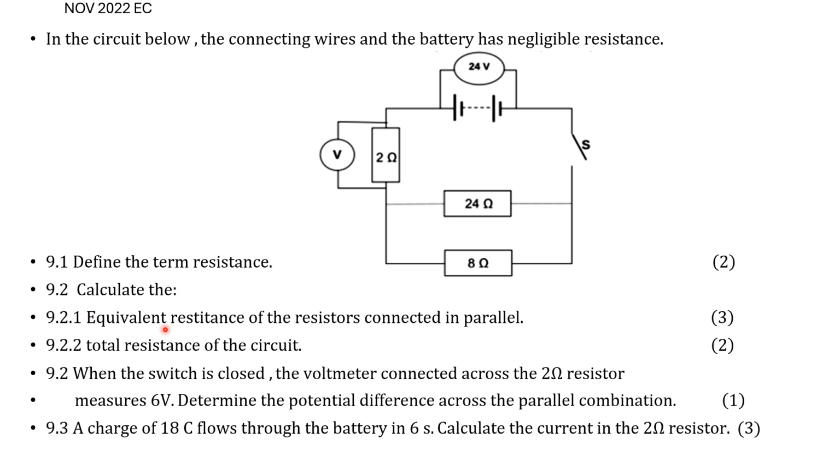9.2, calculate the equivalent resistance of the resistors connected in parallel. Total resistance of the circuit. 9.2, when the switch S is closed, the voltmeter connected across the 2 ohm resistor measures 6 volts, so 6 of the 24 volts are used there. The remainder should be used in parallel. And 9.3, a charge of 18 coulombs flows through a battery in 6 seconds. Calculate the current in the 2 ohm resistor.